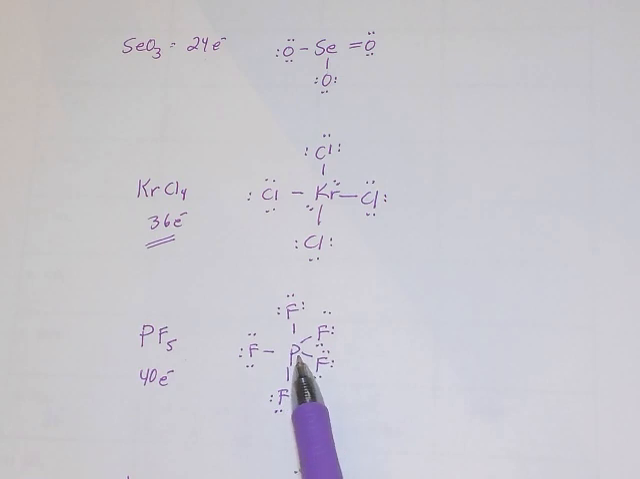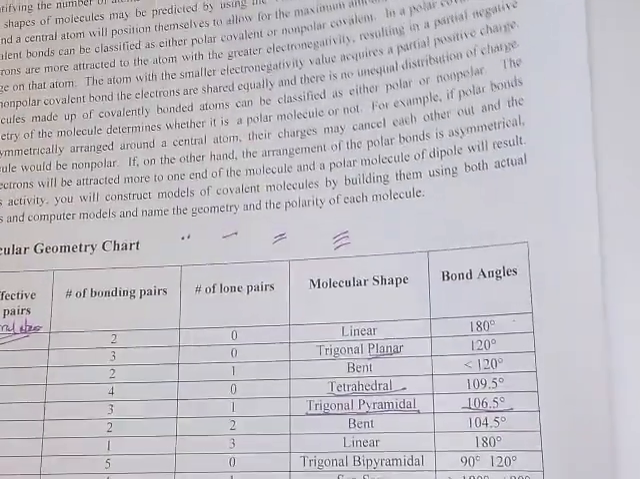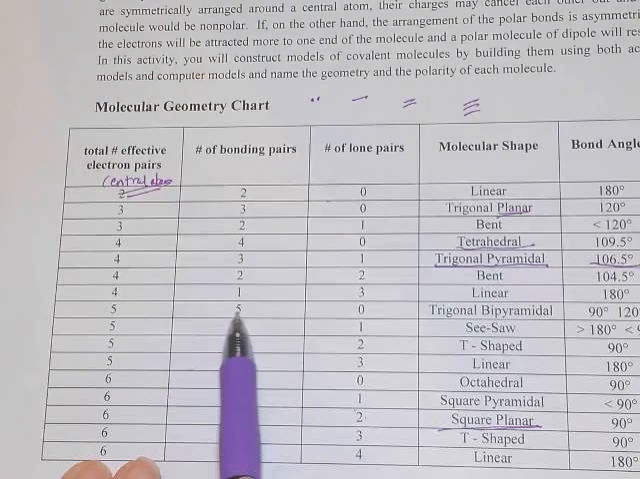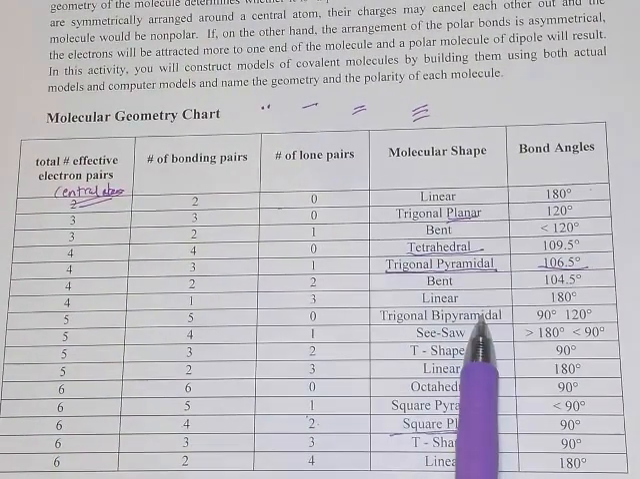All right, so let's do a couple more structures here. So PF5 with 40 electrons would be a central phosphorus with five fluorines. If you count that up, that's going to equal your 40 electrons. So you've got one, two, three, four, five bonding sites, and all of them are bonded. So you would come over to your five bonding sites with no lone pairs, and that's trigonal bipyramidal.